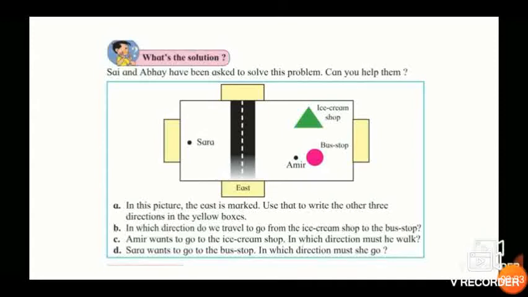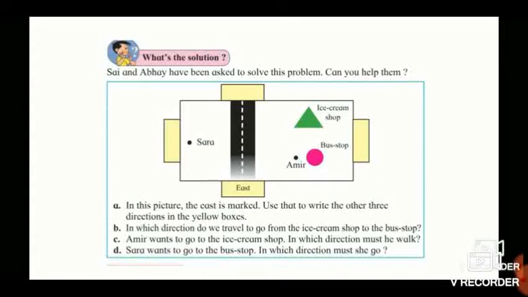Now here comes an activity for you from your textbook. Now what is that? Yes, Sai and Abhay have been asked to solve the problem. Now can you help them? In the picture, the east is marked. Use that to write the other three directions in the yellow boxes. You can see the four yellow boxes in the picture, and the east is already written. So we have to find out west, south and north.